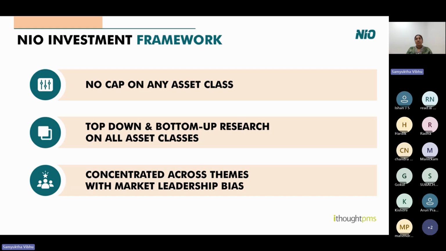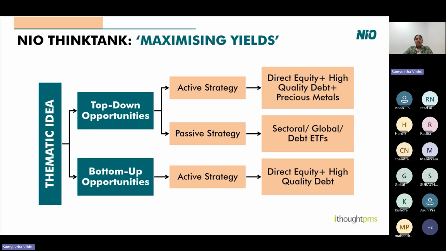We run a concentrated thematic portfolio, which means we're looking at market leaders, we're looking at themes that can perform on a 3 to 5 year basis, and we're investing in those themes aggressively. When we look at a thematic idea, we try to look at the best way to achieve this output, right? Let's say we're looking at top-down opportunities, then we need to decide whether that top-down opportunity deserves an active strategy or a passive strategy, right?